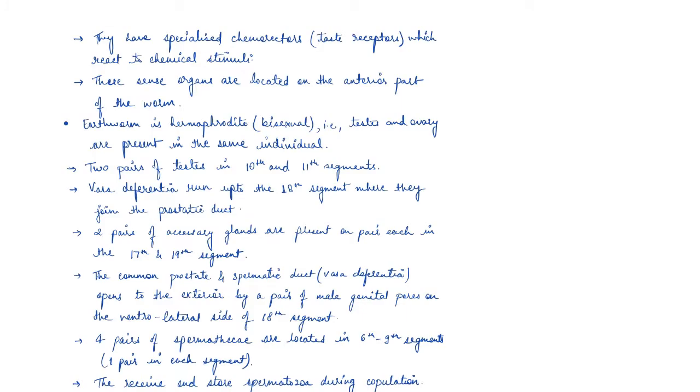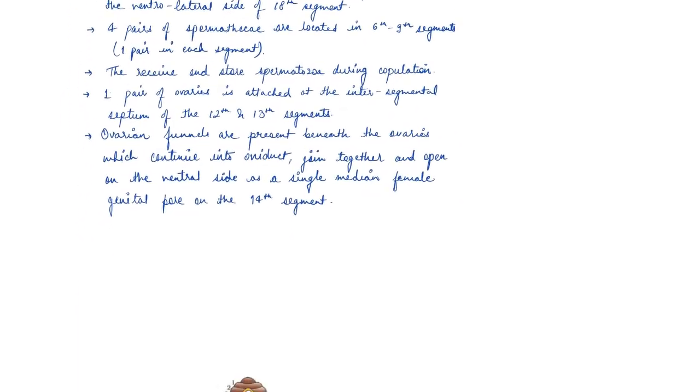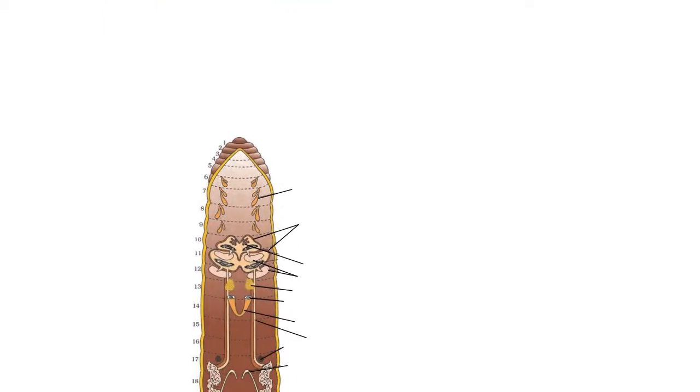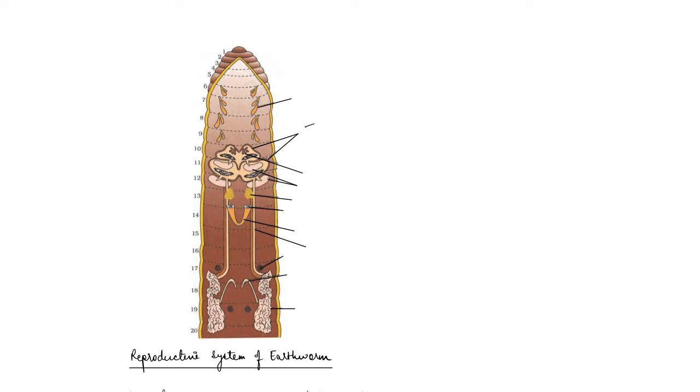So they have two pairs of testes in the 10th and 11th segments. So better we understand it again with the help of the diagram itself. They have two pairs of testes, right? So these are basically testis sacs with testes. If you see, these are the two pairs, one, two, right? So these are the two pairs of testes.